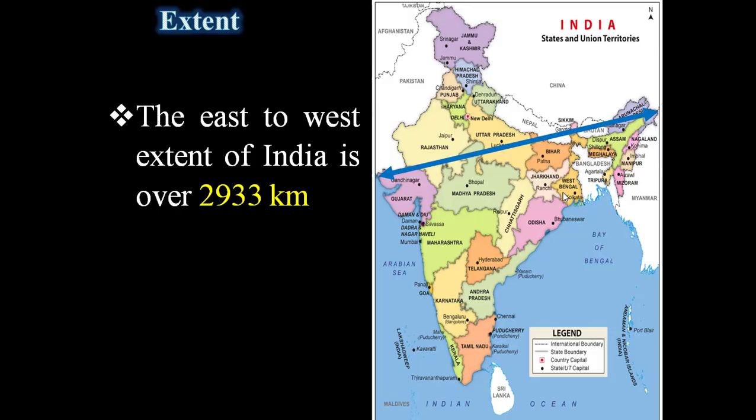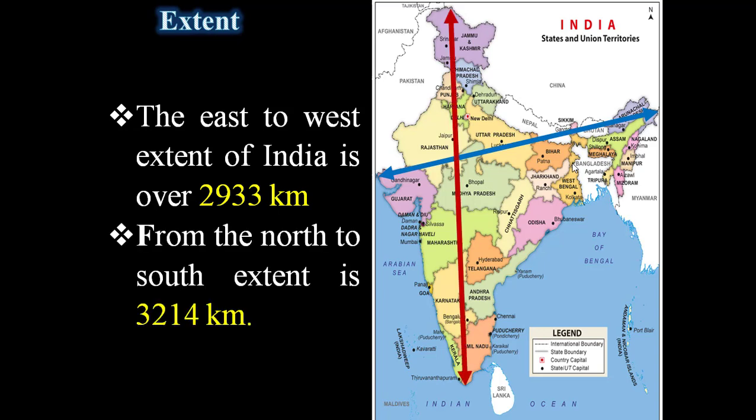From east to west, or west to east, the extent of India is 2,933 kilometers. Whereas from north to south, the extent of India is 3,214 kilometers. That is the length of India.